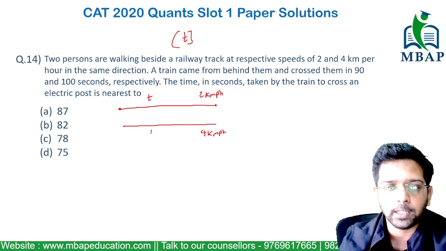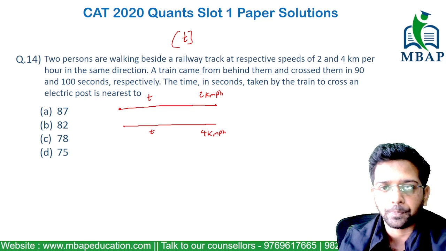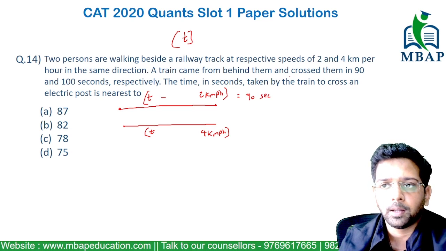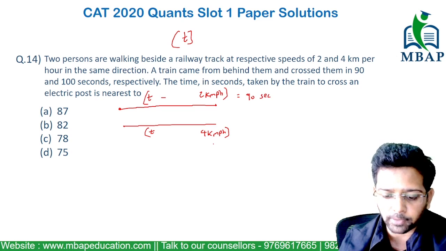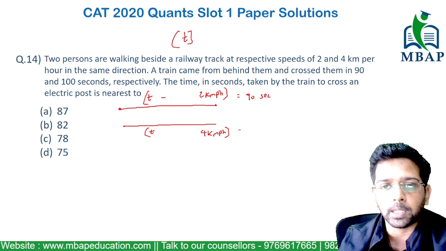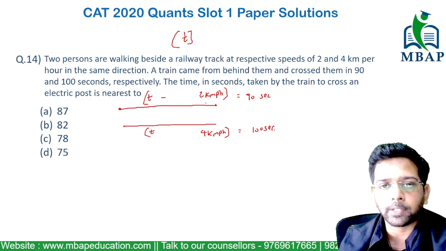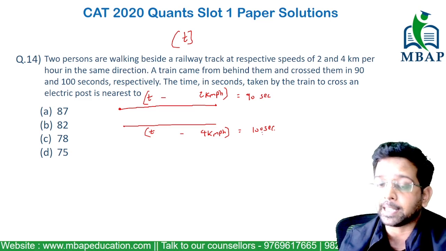The speed of the train is t, and the speed of the train in instance 2 is also t, right? The relative speed of the train versus the guy who's moving in the same direction will be t minus 2, and in the second instance it will be t minus 4. So at t minus 2, the distance is covered in 90 seconds. And at a speed of t minus 4, the same distance is covered in 100 seconds, right? So at a speed of t minus 2 km per hour, I'm taking 90 seconds. At a speed of t minus 4 km per hour, I'm taking 100 seconds.